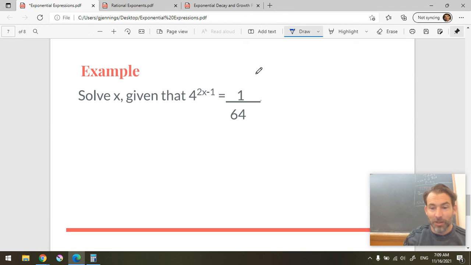I could check it on my calculator, but I'm positive that it's right because I don't make mistakes. I do make mistakes all the time.